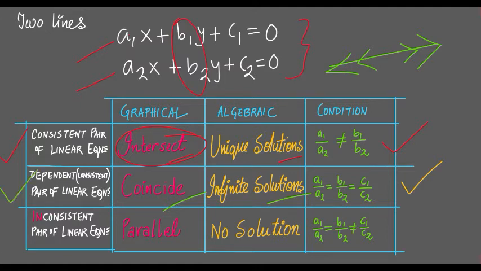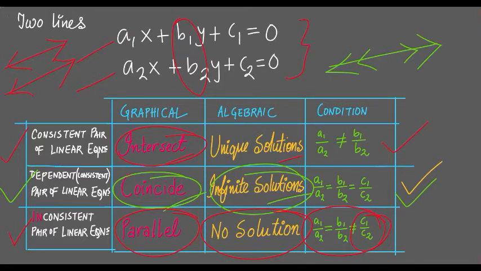So all of them are interrelated. If it is a dependent or consistent pair of linear equations, you can say that graphically the lines are going to coincide, and algebraically it will have an infinite number of solutions, and the coefficients will satisfy this given condition where a1 by a2 is equal to b1 by b2 equal to c1 by c2. And if these lines are parallel, then they will be called an inconsistent pair of linear equations. Inconsistent pair of linear equations are graphically parallel, algebraically they don't have any solution, that is, they don't have any common point, and their coefficients satisfy this given condition where a1 by a2 is equal to b1 by b2. They are equal, but the constants' proportion is not equal to the other two.